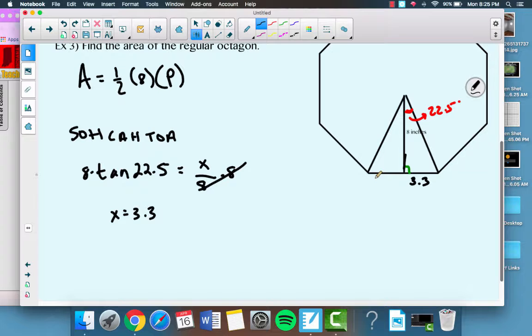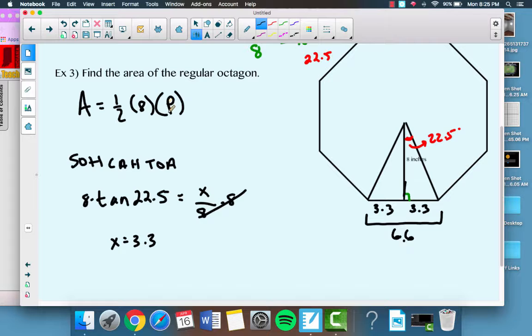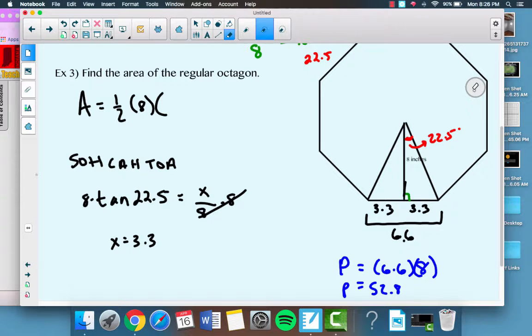So if this is 3.3, so is this, because it's an isosceles triangle, got broken up. So now we know the whole side length here is 6.6. And this is going to allow us to go ahead and find that perimeter that we were missing. So to find the perimeter, we just take 6.6, remember that's one side length, times the number of sides that we have, which are, we have 8 sides. So now I can just go ahead and type in 6.6 times 8, and that's going to get me a perimeter of 52.8.